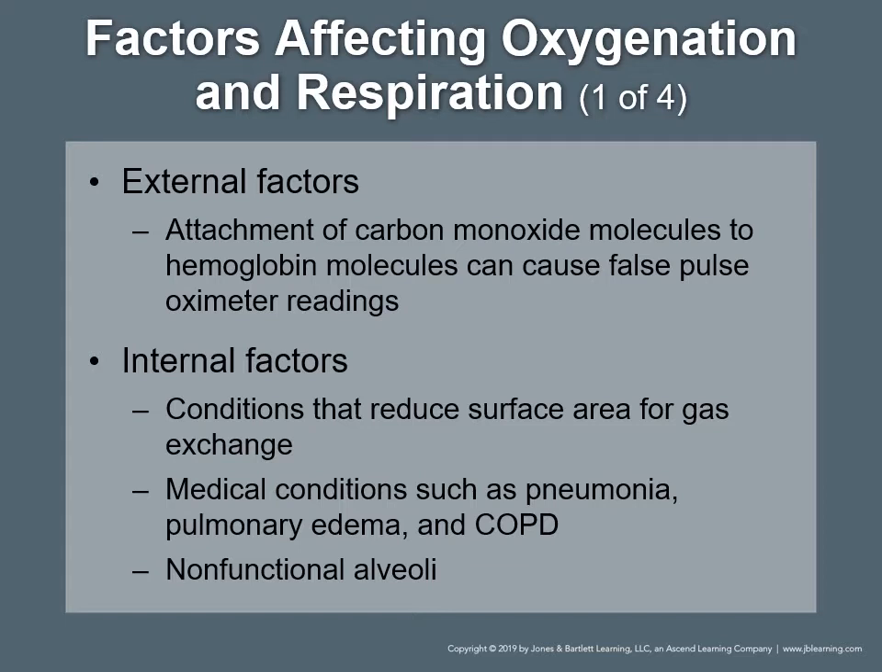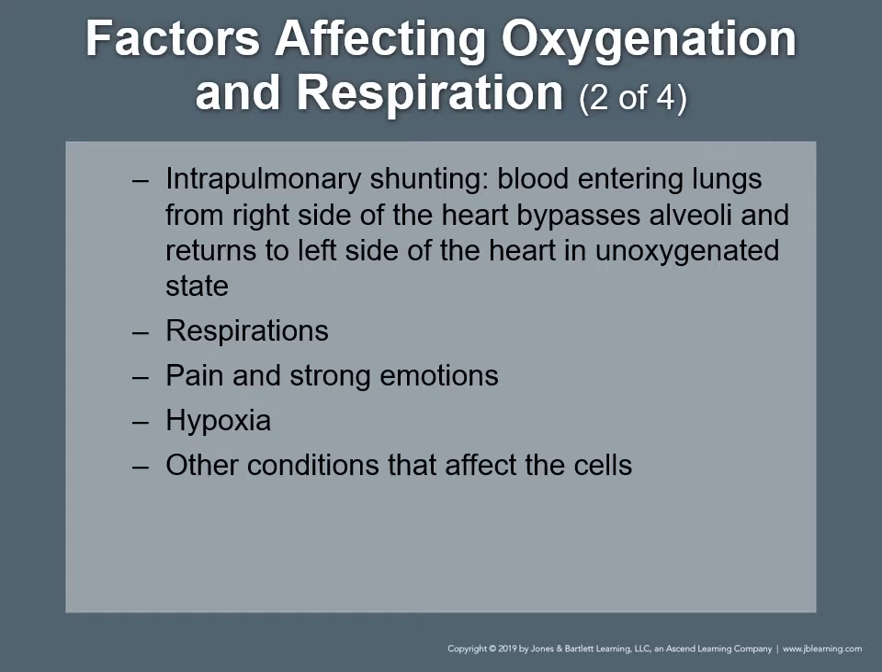Internal factors. Conditions that reduce the surface area for gas exchange also decrease the body's oxygen supply. Medical conditions such as pneumonia, pulmonary edema, and COPD may also result in a disturbance of cellular metabolism. Non-functional alveoli inhibit the diffusion of oxygen and carbon dioxide. Intrapulmonary shunting. Blood enters the lungs from the right side of the heart, bypasses the alveoli, and returns to the left side of the heart in an unoxygenated state.